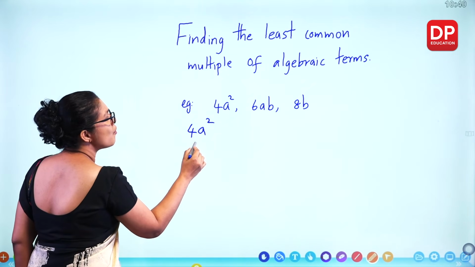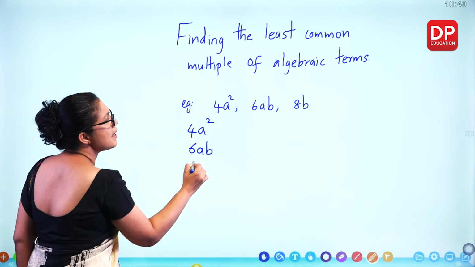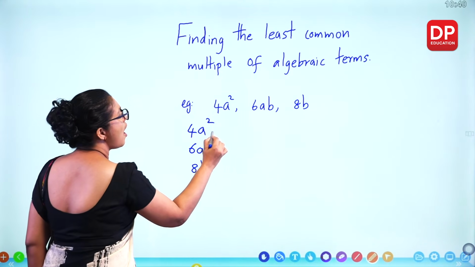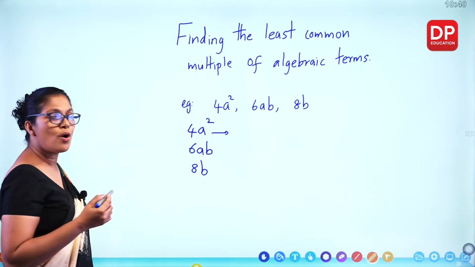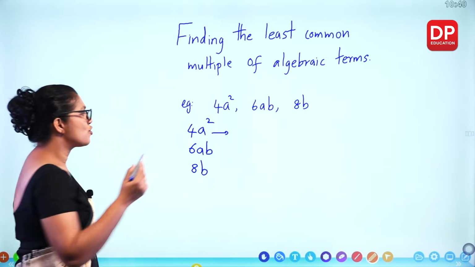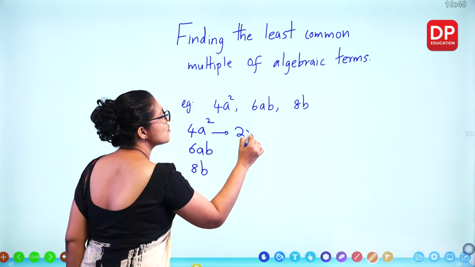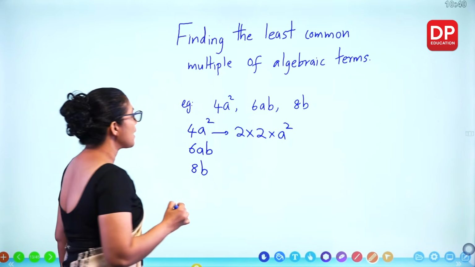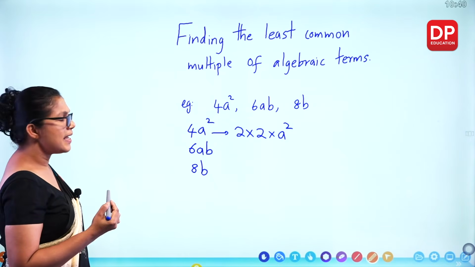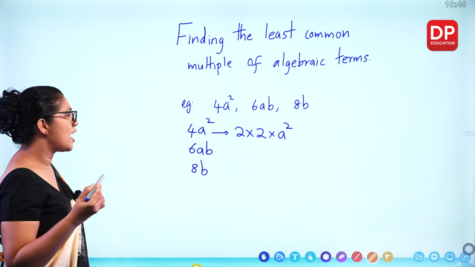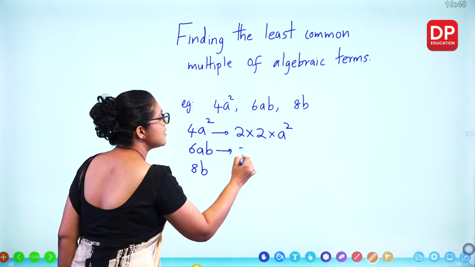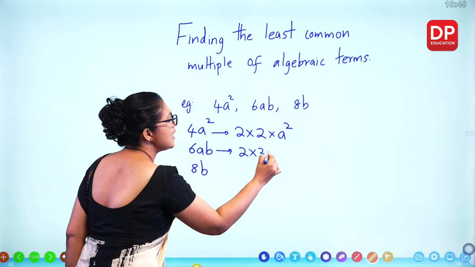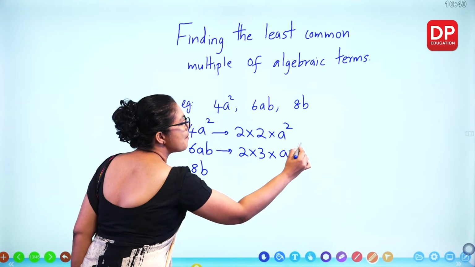So here 4a squared, 6ab, 8b. So how can I write 4? We know 2 times 2. So I can rewrite this as 2 times 2 a squared. What about 6ab? 6 I can write 2 times 3. So I can write this one as 2 times 3 a times b.